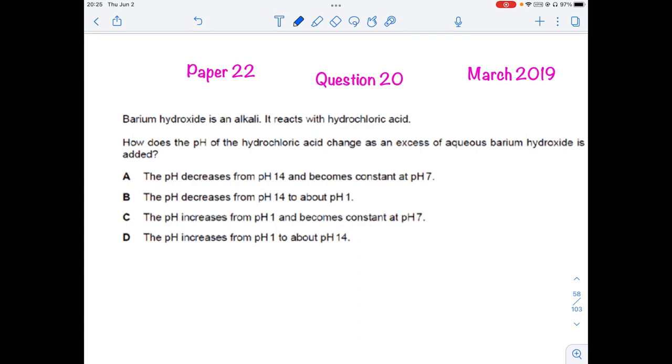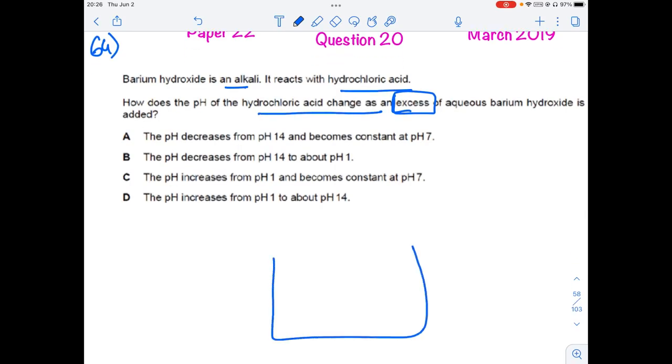Coming to the next question, question number 64 for March 2019, paper 22, question number 20. Barium hydroxide is an alkali. It reacts with hydrochloric acid. How does the pH of hydrochloric acid change when excess, this word is very important, excess of barium hydroxide is added? So I take hydrochloric acid, HCl. We know that it is a strong acid, so the pH will be 1. So obviously the first two options, starting at 14, are wrong. So the answer has to be either C or D. The pH increases from 1.